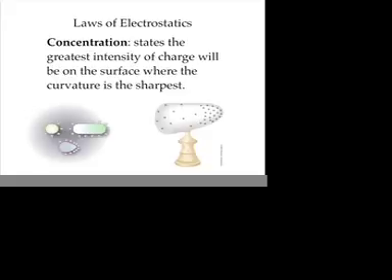The next one for the laws of electrostatics is concentration. And the concentration states that the greatest intensity of charge will be on the surface where the curvature is sharpest. So if we look at this left-hand side, this is just a circle, so they're going to be evenly distributed. Even in an oval type thing, they're going to be evenly distributed. But once we get into a sharp point, and that's where the curvature is sharpest, we're going to have an accumulation of charge there that's going to be greater than the accumulation all the other places. So this right-hand side is another example of that. We have a point here, and so the charges will be accumulating at that point.